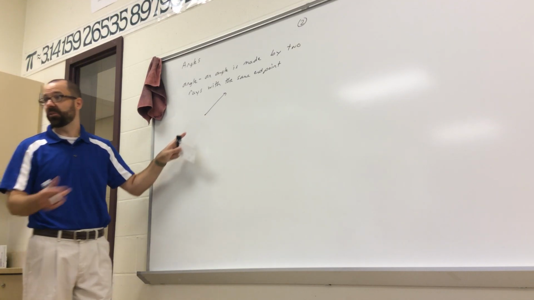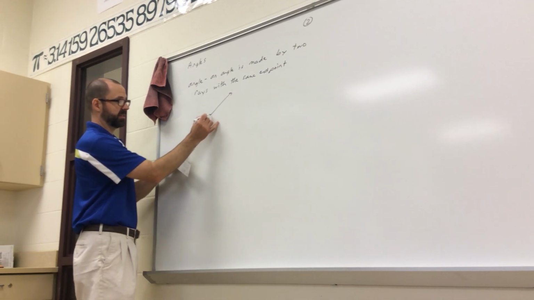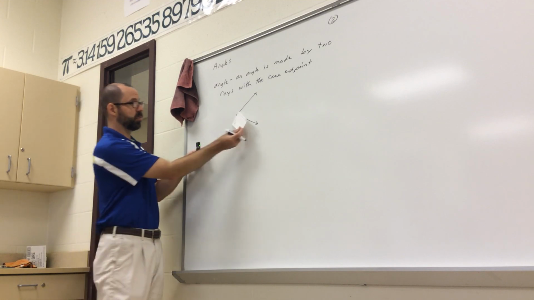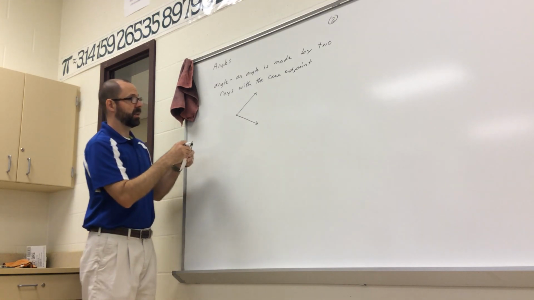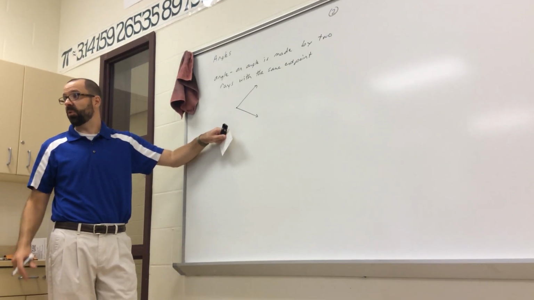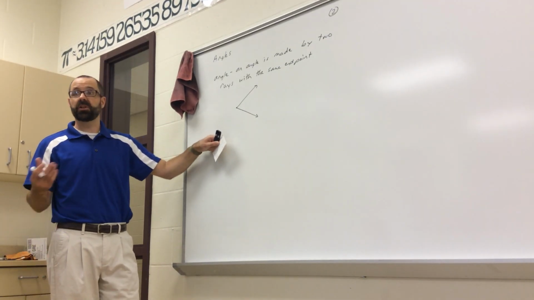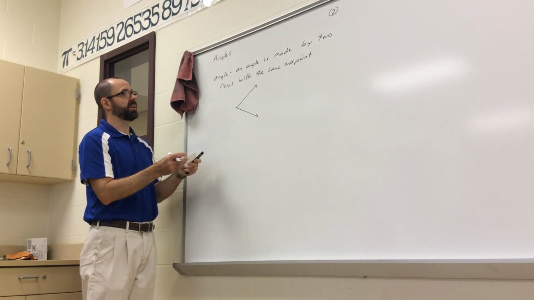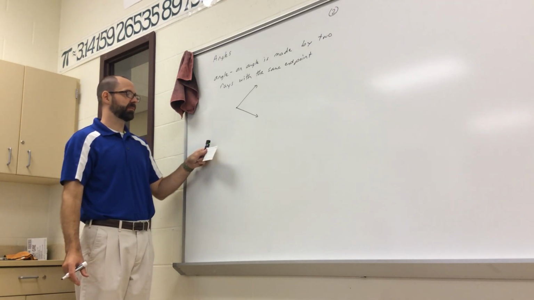So if I'm going to make an angle, I got to start at the same place and go off in a different direction. So there's one ray, and then there's another ray, and those 2 rays have the same end point, and so together they're called an angle. Okay, so that's what an angle is. An angle is made by 2 rays with the same end point.